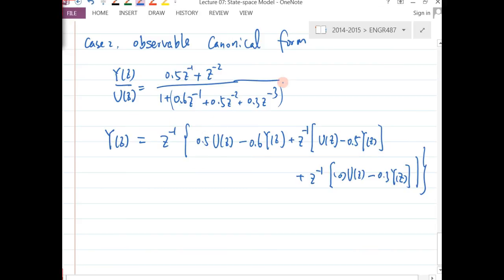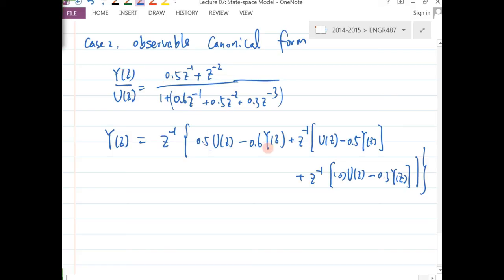Really, actually, it's nothing different. It's basically the same way as we did in the first lecture. If you look at the first one here, this is 0.5 times z to the power -1 times u of z, and then you have this 0.6 z to the power -1 times y of z. So when you multiply this z to the power -1 into here, that's this term, subtract this term, multiplied by y of z.